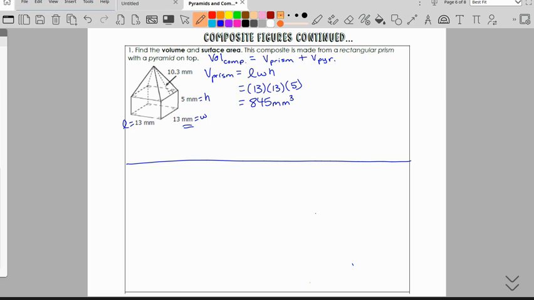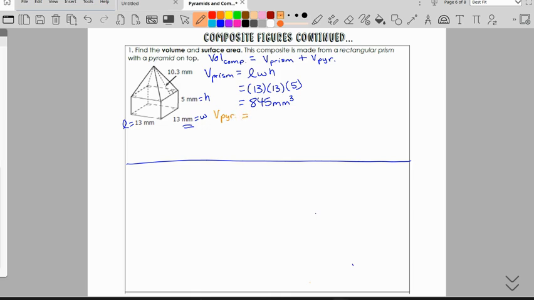I'm not going to box that as a final answer because they want the volume of the composite, which we haven't found yet. The other thing we need to find is the volume of the pyramid. I think I'll change colors for this. I do want to keep all this together, but I want to make sure I know the difference between the prism and the pyramid.